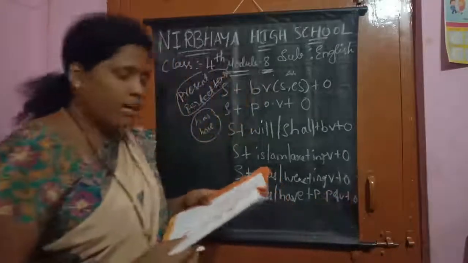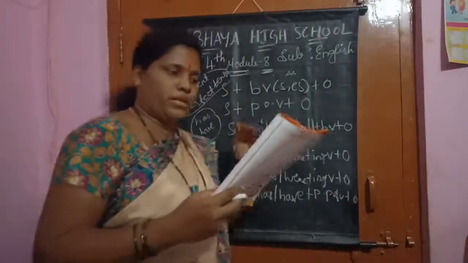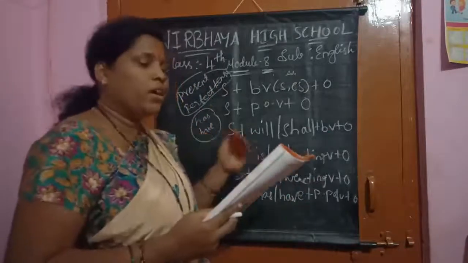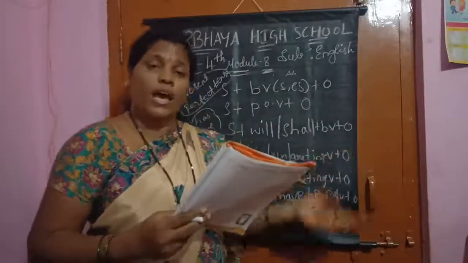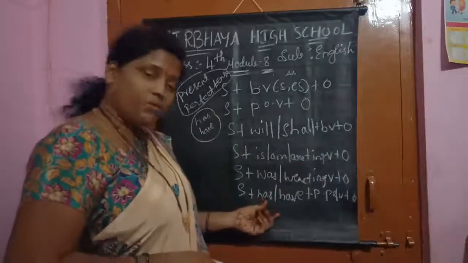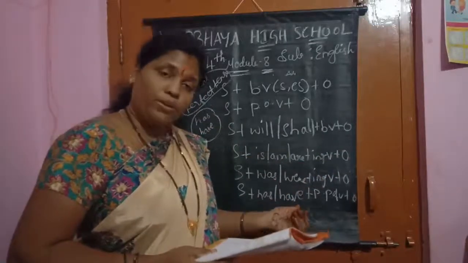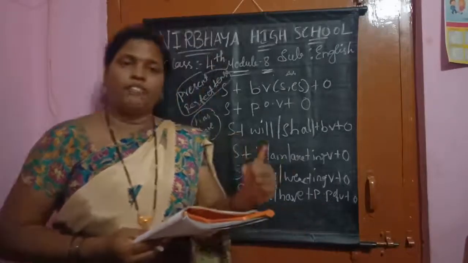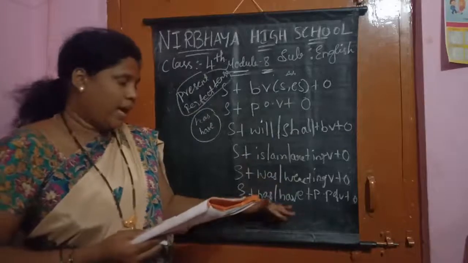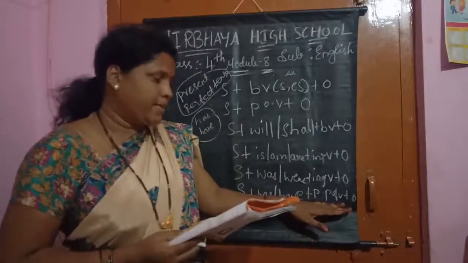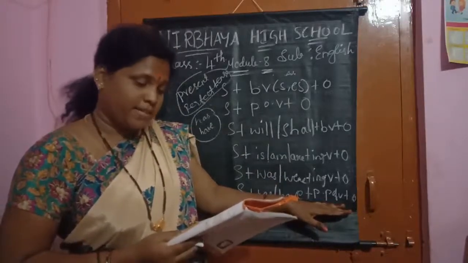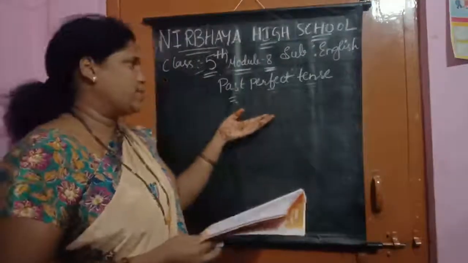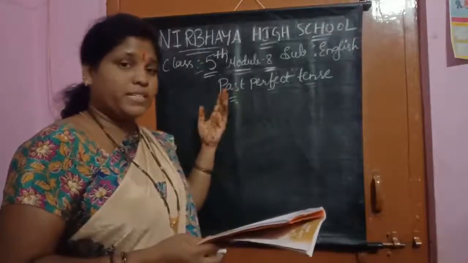See here, Kavya has completed the project. Here also, for singular nouns you will use has, and for plural nouns you will use have. Kavya has completed the project. Here Kavya is a singular noun, has completed is the past participle, and the project is the object. Understood, children? Yes, children, we have learned present perfect tense now.